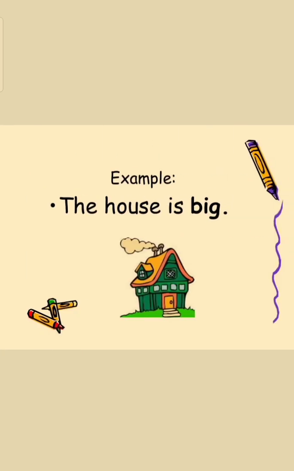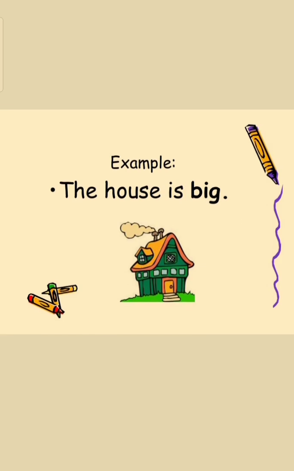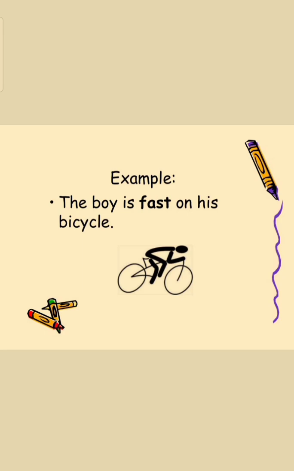Okay, the house is big. This is the example of positive comparison. So positive comparison ক্ষেত্ৰত there is only one thing or a person. How many houses are there? Only one house, right? I would like to show you more examples. The boy is fast on his bicycle. So here this is the example of positive comparison, since there is only one boy, right?